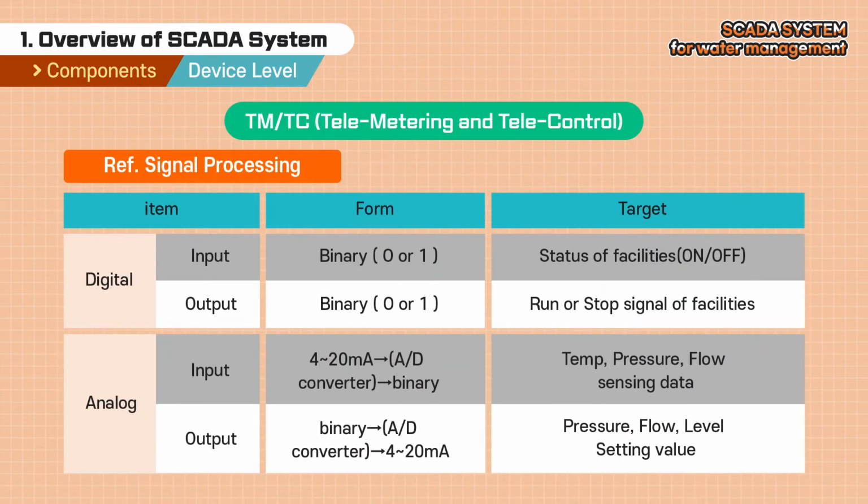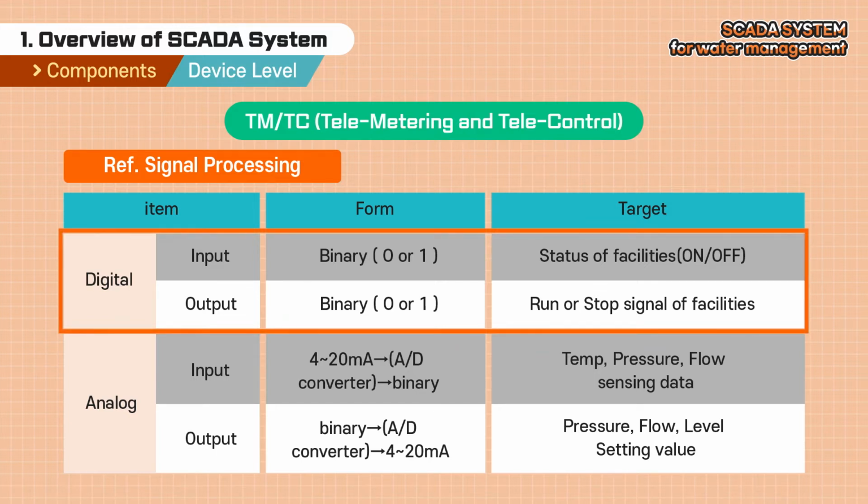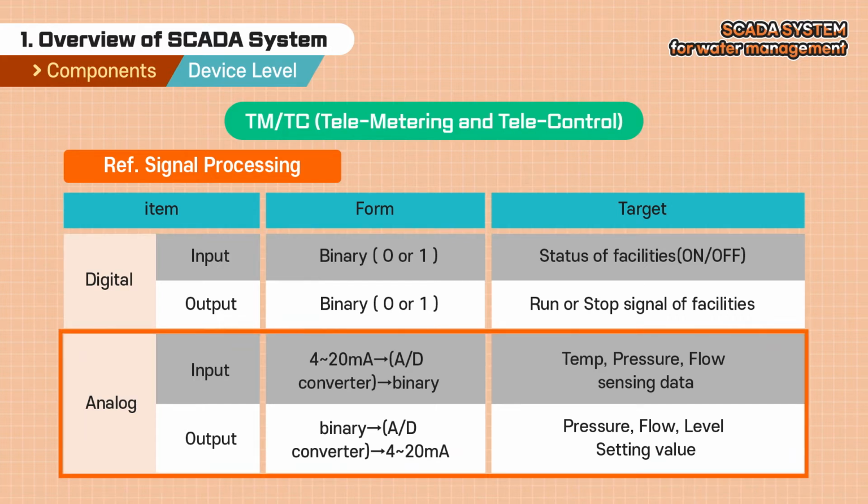Signals can be largely divided into digital and analog signals. Each signal is also then subdivided into input and output signals based on the control system. The digital input signal is a function to monitor the status of field facilities, while the digital output signal is a function to control the field facilities. The analog input is a signal for monitoring data represented as numbers such as temperature, pressure, and flow rate, while the analog output is a signal for remote control using signals such as pressure, flow rate, and water level.